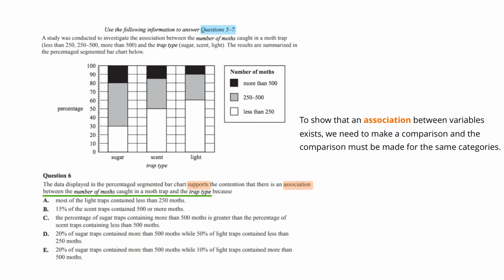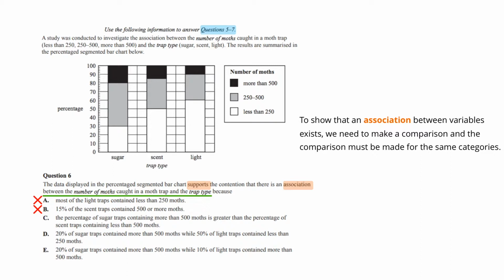Let's look at option A. Most of the light traps contained less than 250 moths. This is actually a statement about the light traps. This is not a comparison. So for this reason, we can cross out option A. Option B, 15% of the scent traps contained 500 or more moths. Again, we just have a fact here, not a comparison. So again, we can cross out option B.